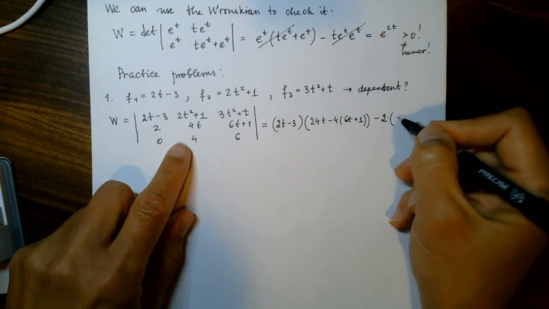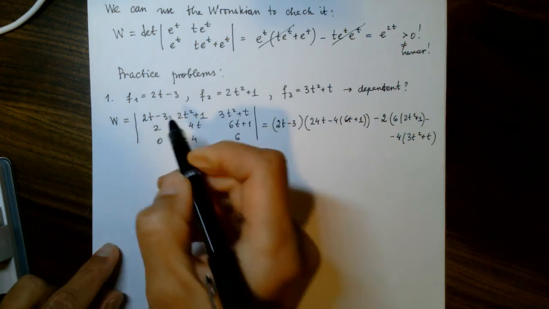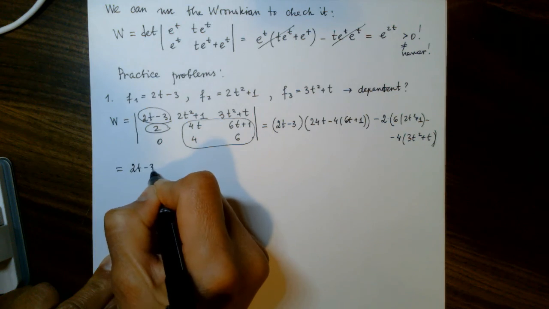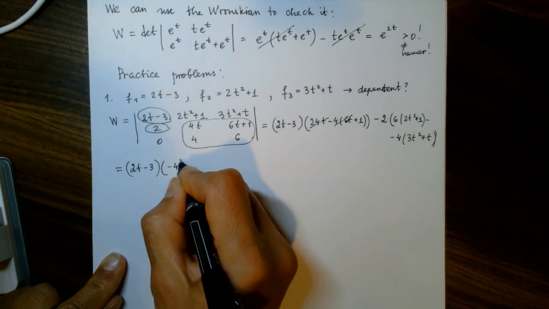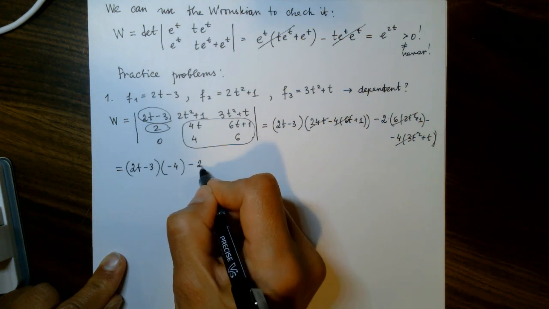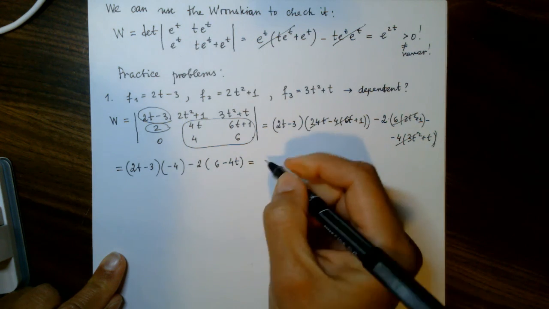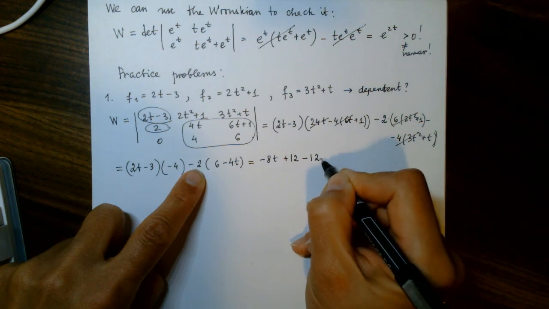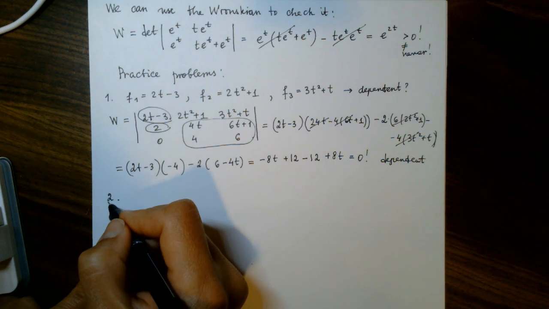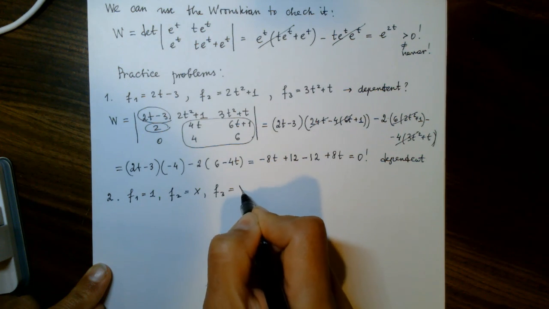Well, now I'm just going to expand by the first column, I think, because I do have a 0 in it. So it's 2t minus 3 multiplied by the determinant of 4t, 6t plus 1, and 4 and 6. And minus 2 times the determinant of the leftover, which is 2t squared plus 1, 6, and 3t squared plus t, 4. If I multiply everything and simplify, 6 by 2 is 12, and 4 by 3 is also 12, but one is with plus, one is with minus, so they cancel. And I'm going to have several terms left. I open the parentheses and have minus 8t plus 12 and minus 12 plus 8t. And that's equal to 0, so the functions are dependent.